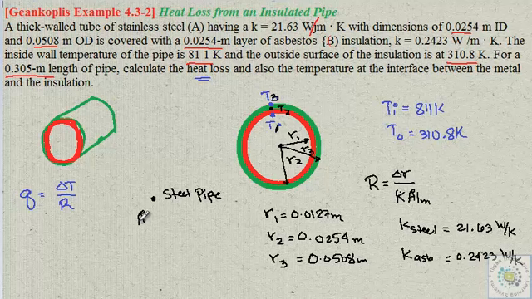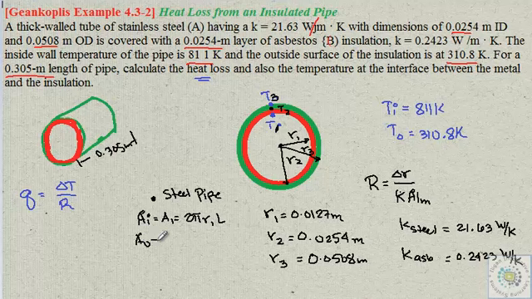For the steel pipe, the inner area will of course be area 1, which has two pi R1, with this radius R1, times the length of the pipe. The length is given as 0.305 meters. That's what we're looking for: what will be the heat loss per 0.305 meter length of pipe? So times L here. That's the inner area of your steel.